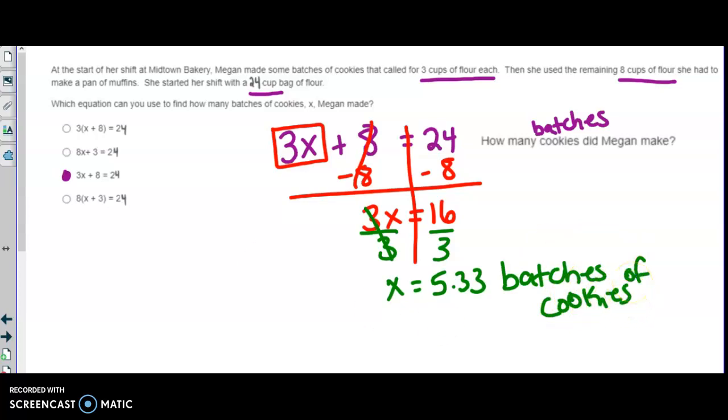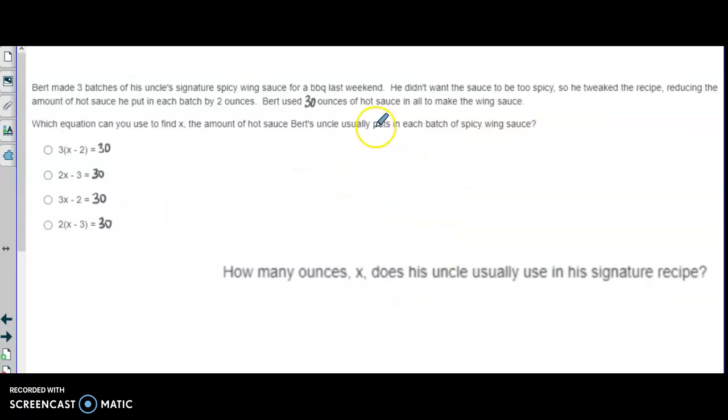All right, let's look at the next one. Bert made 3 batches of his uncle's signature spicy wing sauce for a barbecue last weekend. He didn't want the sauce to be too spicy, so he tweaked the recipe, reducing the amount of hot sauce he put in each batch by 2 ounces. Bert used 30 ounces of hot sauce in all to make the wing sauce. Which equation can you use to find X, the amount of hot sauce Bert's uncle usually puts in each batch of spicy wing sauce?